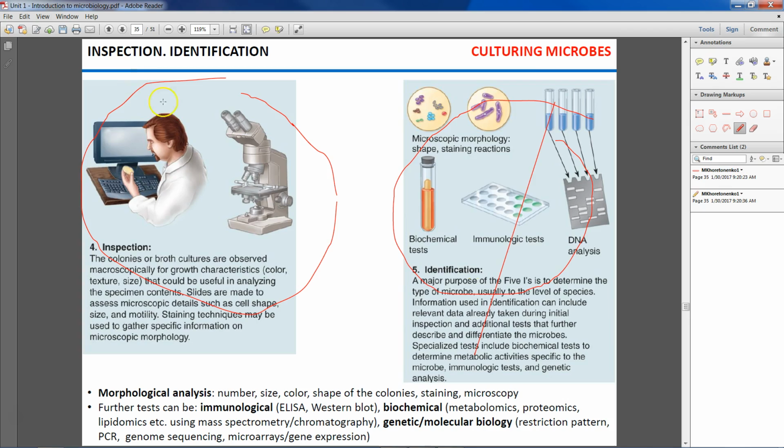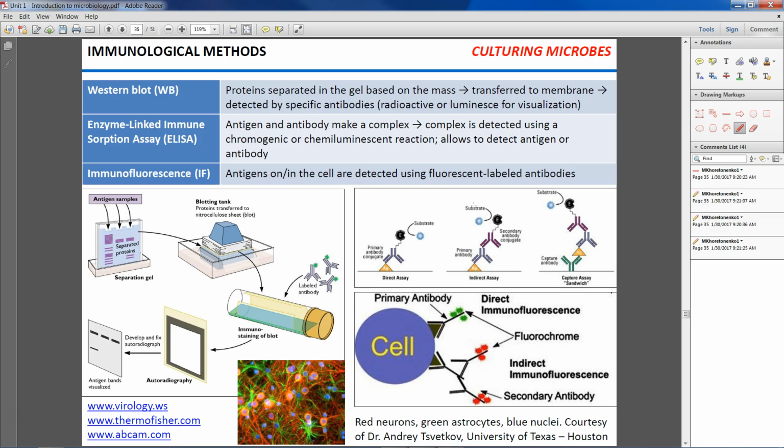And you may start with a microscopical investigation, staining of your microbes with differential stains. Then you may dig deeper and do some immunological tests like this, okay, or genetic tests, or various biochemical analysis. So we're going to discuss all those tests separately.